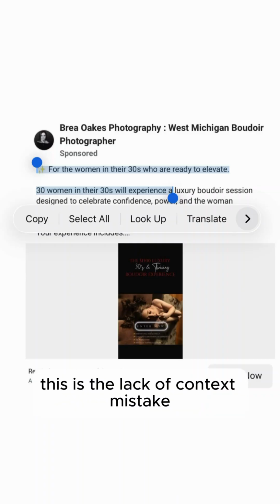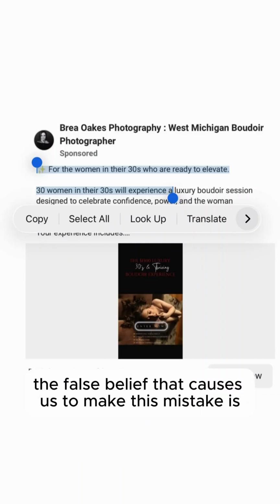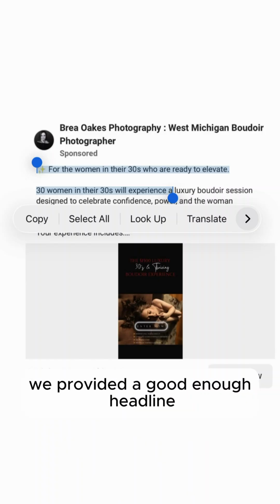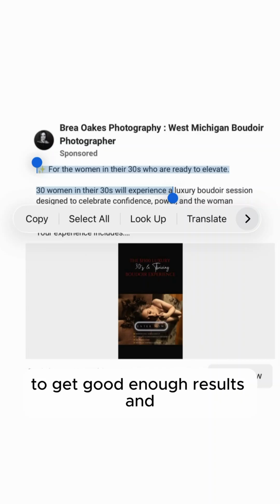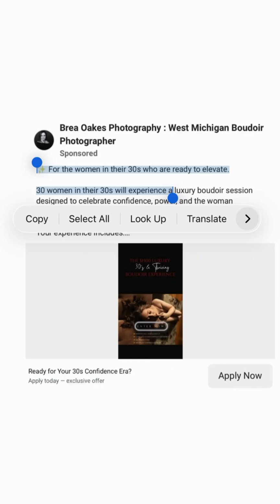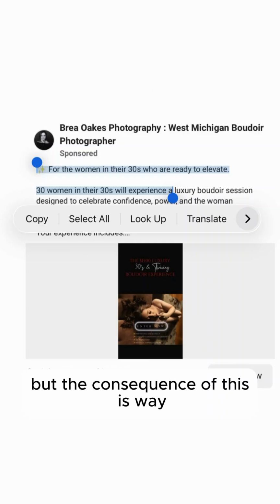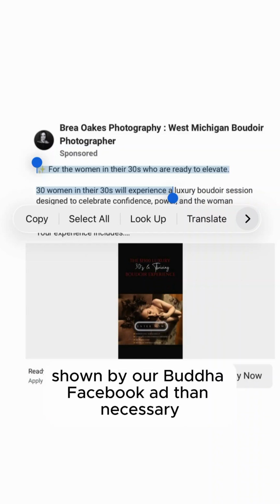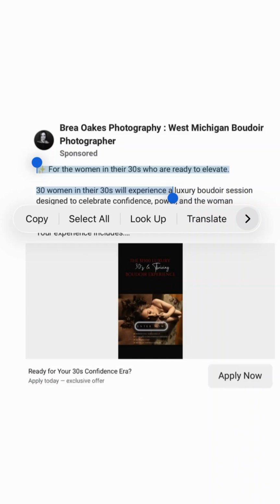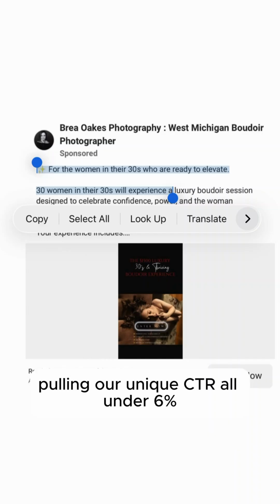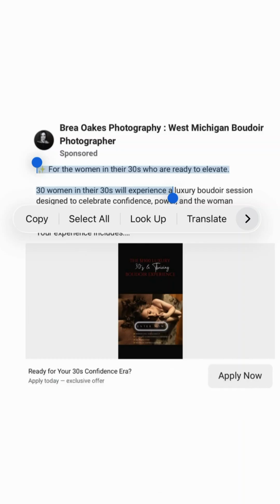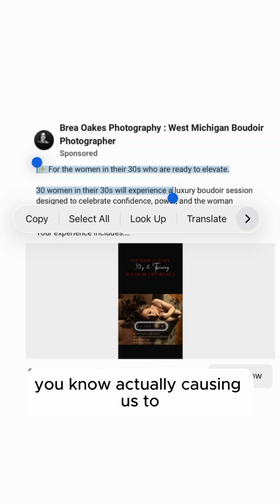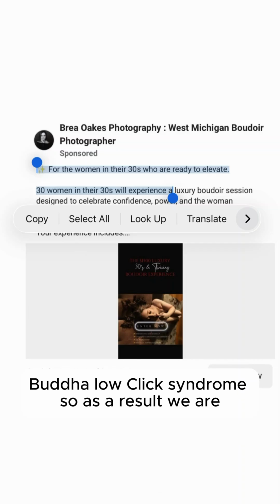Yeah, this is the lack of context mistake. The false belief that causes us to make this mistake is we believe we've provided a good enough headline to get good enough results, and it's kind of similar to what everyone else is doing. But the consequence of this is way more women scrolling by our Boudoir Facebook ad than necessary, pulling our unique CTR all under 6%, and giving us a higher probability of having BLCS, Boudoir low click syndrome.